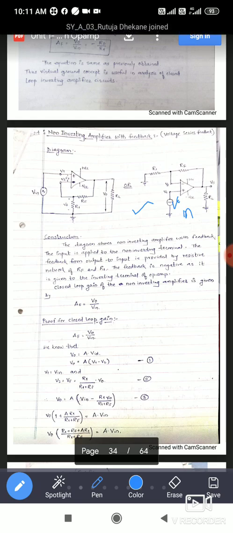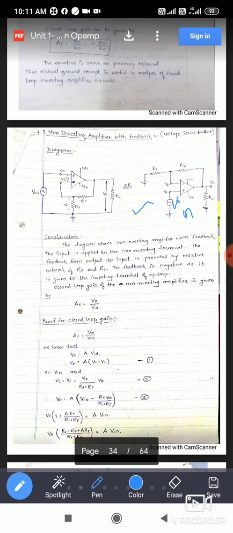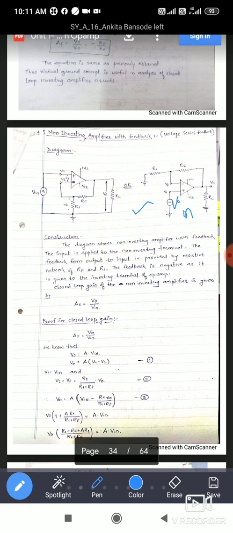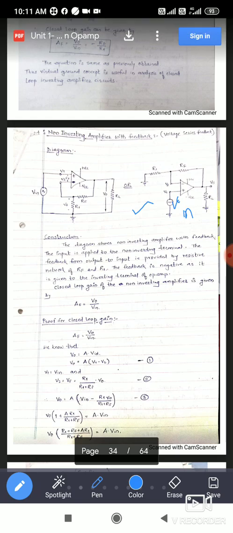RF and R1 together form the feedback network, and the output signal is connected back to the inverting terminal by using the two resistors RF and R1. So these are the two important observations in the non-inverting amplifier with feedback. Here negative feedback is present because the output is connected at the inverting terminal. That's why we call it negative feedback.